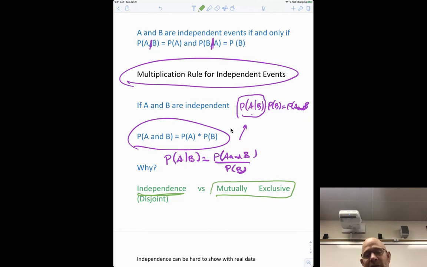So sometimes people have a little... sorry, that disjoint should go with mutually exclusive, so just ignore that there.